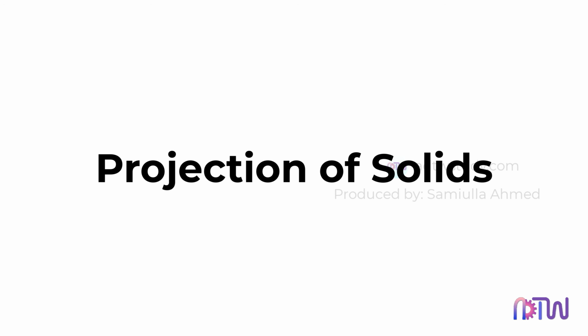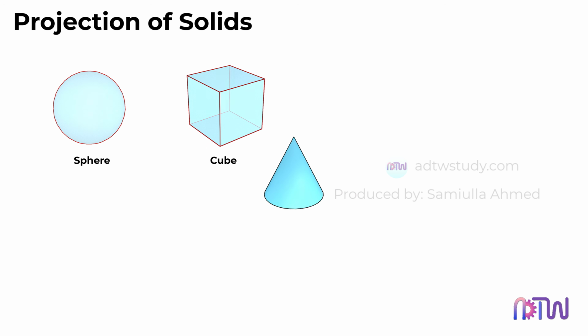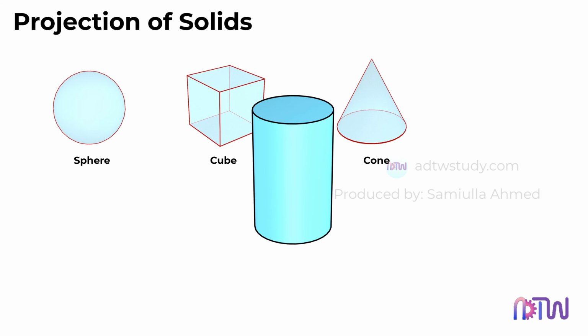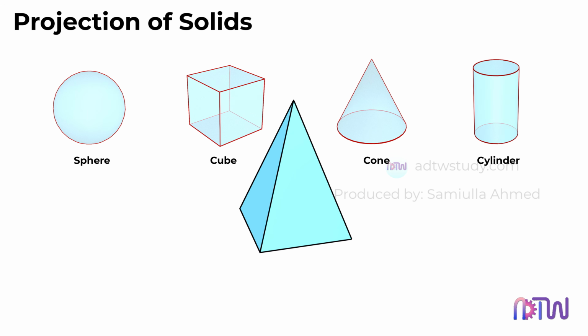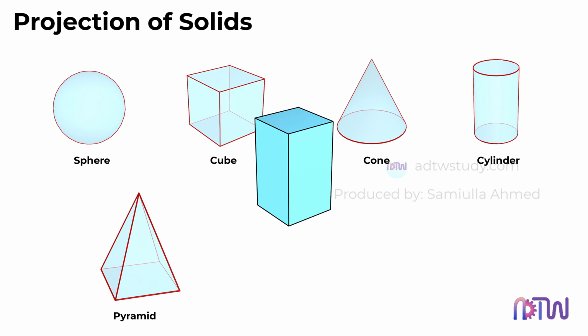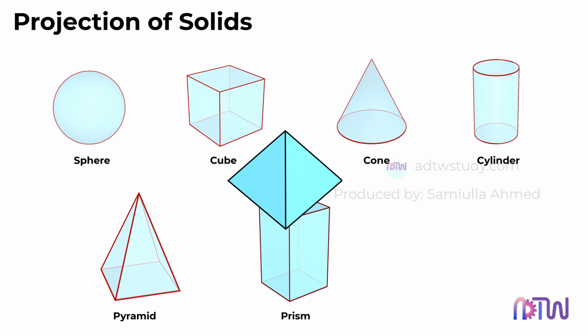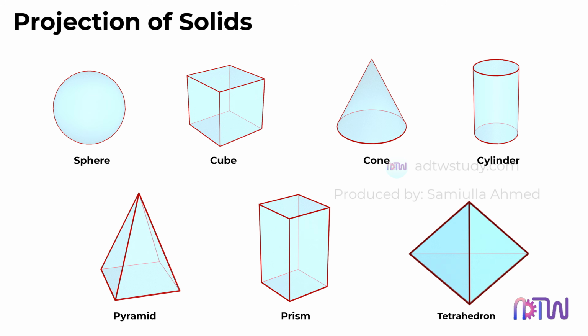To begin, let's first acquaint ourselves with the diverse types of solids in our toolkit: sphere, cube, cone, cylinder, pyramid, prism, and tetrahedron. Each of these solid shapes has unique characteristics, which we'll explore in depth.